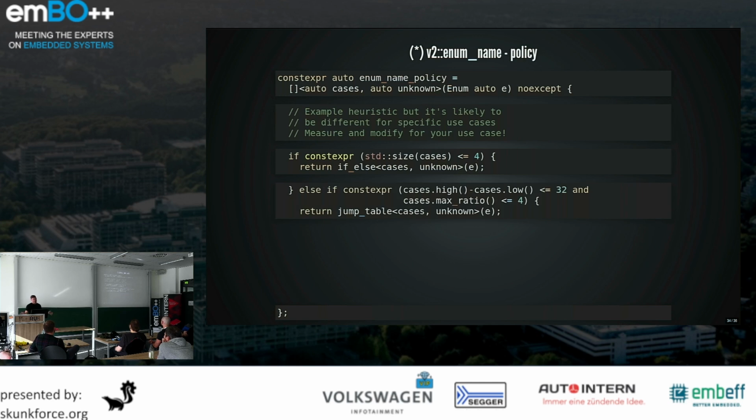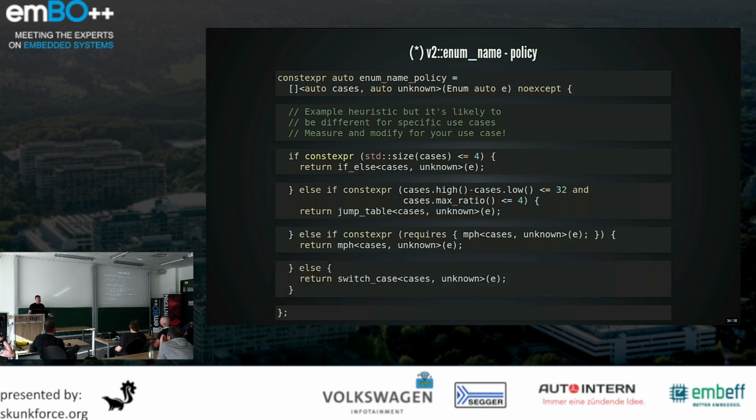If you have sparsity less than 4 and 32 cases, it doesn't really matter, I just took it arbitrarily, we generate a jump table. If we can execute the hash, we execute the hash. And if we can't, we generate the switch, which will generate the best it can.